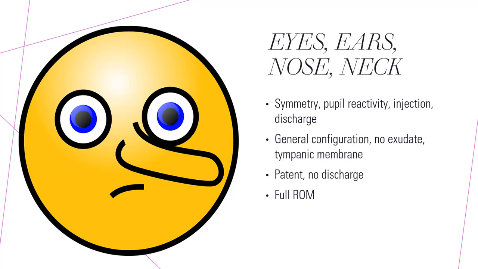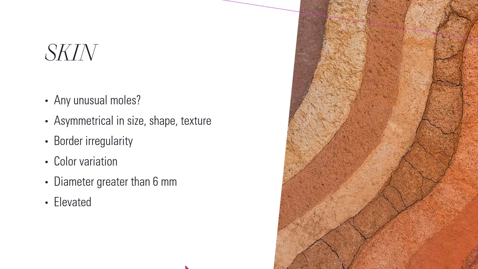Eyes, ears, nose, and neck. You're really going to say, do they have full range of motion? Again, if this is a young, healthy patient, then this is going to be a normal exam for them. Skin, you want to assess for any unusual moles, any color variation, if it's elevated, any border irregularities. You're not going to treat this, you're going to refer them. You can ask them if they have any moles, and they can show it to you, but you're not going to disrobe them to assess for moles.